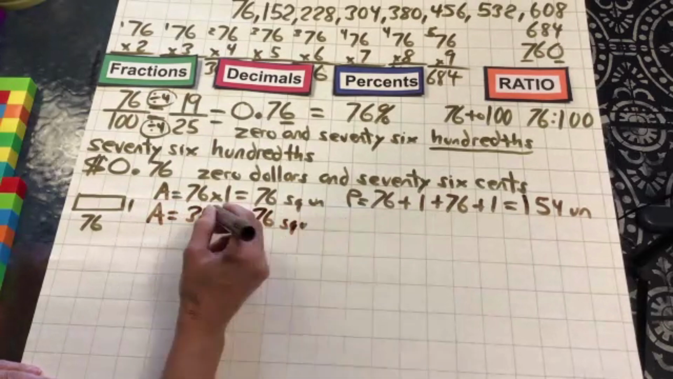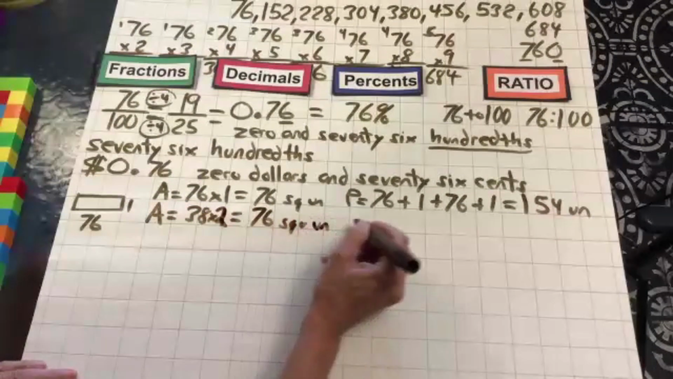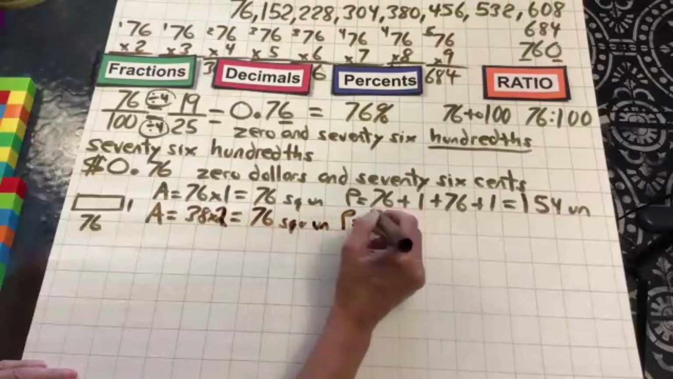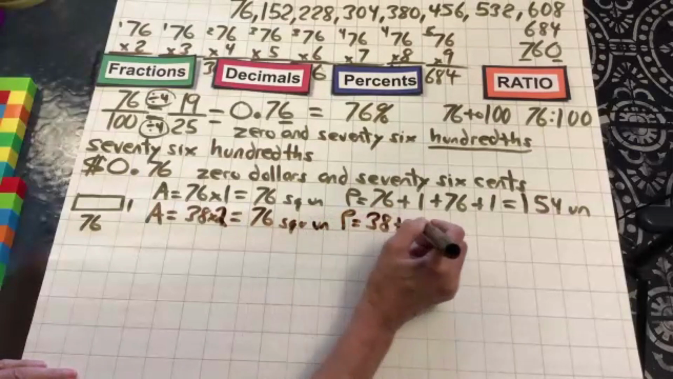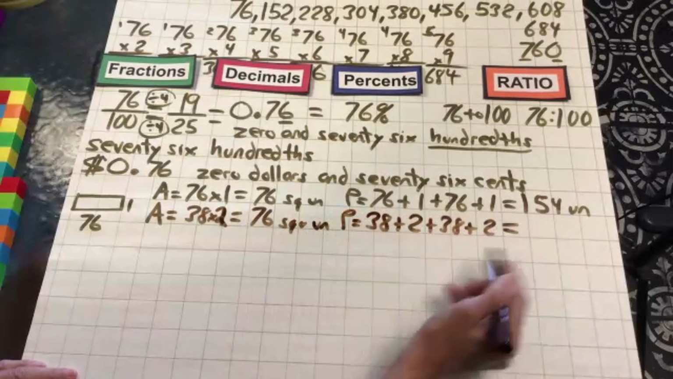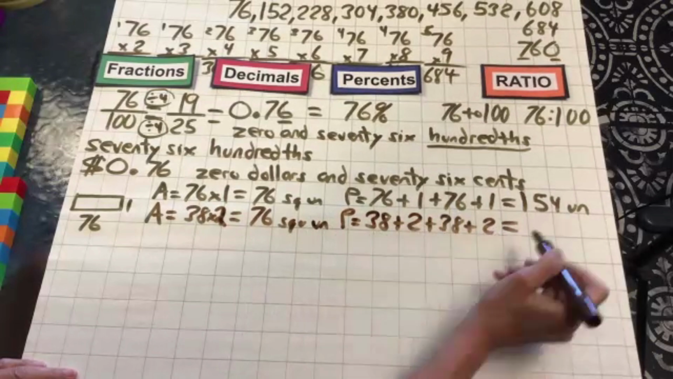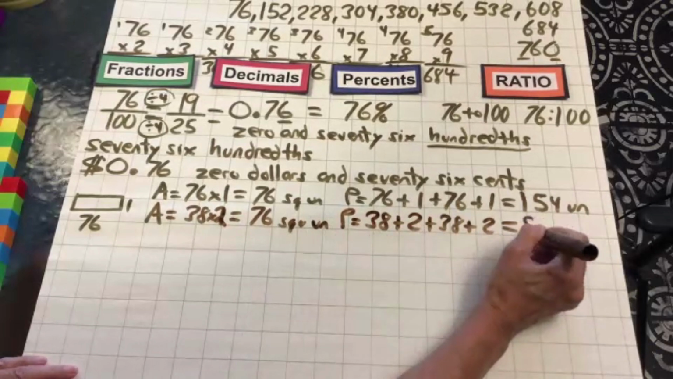So now I'm not by 1, 78 by 2. Silly me. 78 by 2. I know you're yelling at me right now. All right, so this would be 38 plus 2 plus 38 plus 2 equals, well, 38 and 38 equals 76. Plus 4 more is 80.